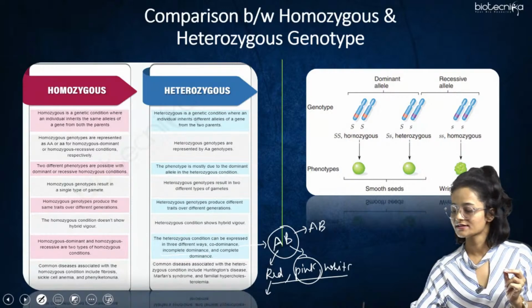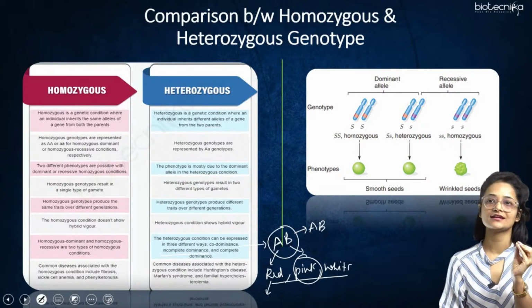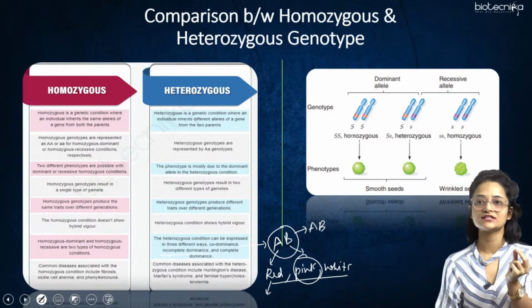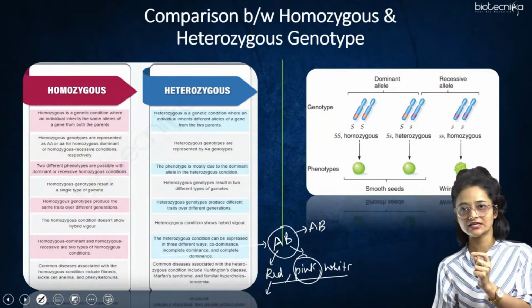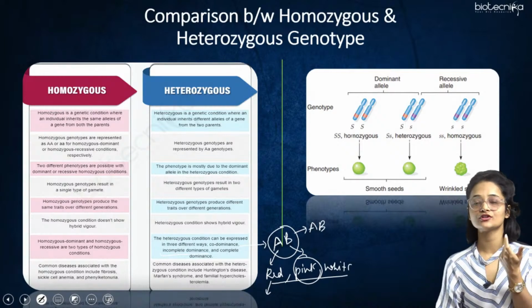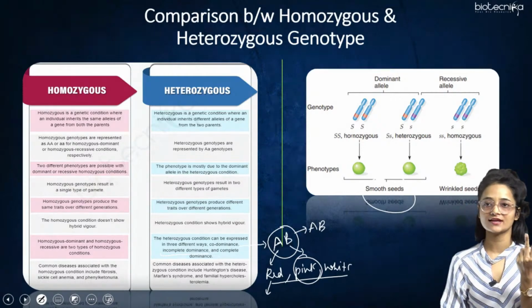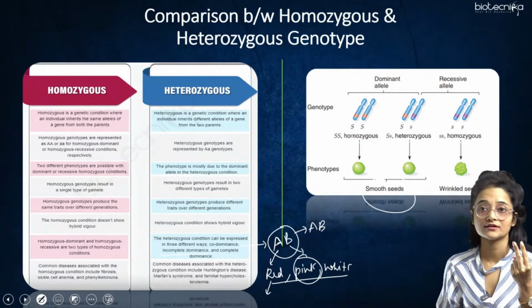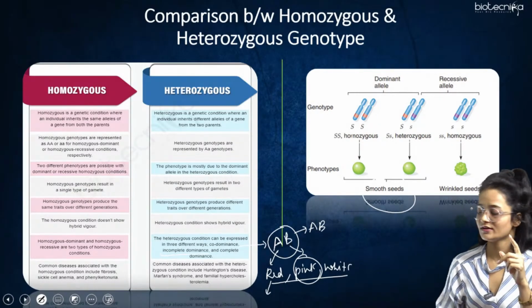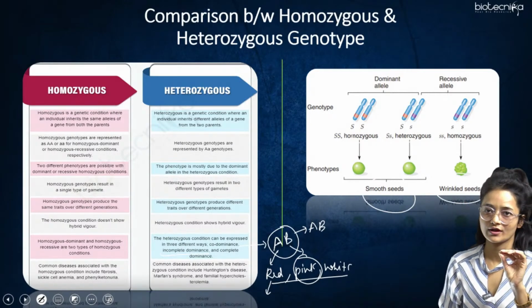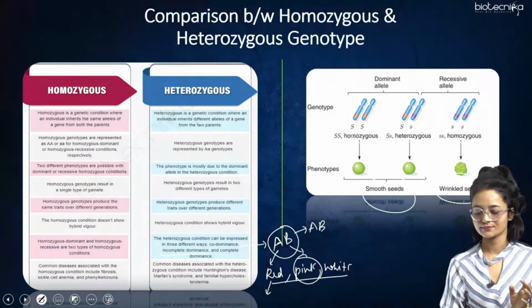So both homozygous dominant and heterozygous dominant, the phenotype for both of these is the same. Like the dominant one will mask the expression of the recessive allele. As a result, the phenotype which it will show would be for the dominant trait. So smooth seeds would be shown in both cases, homozygous dominant and heterozygous dominant, and only wrinkled seeds would be shown in case of the homozygous recessive one. So this is the basic difference.